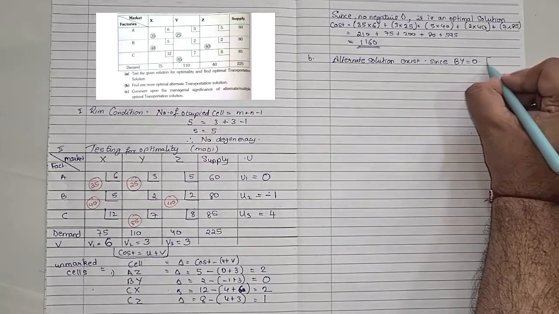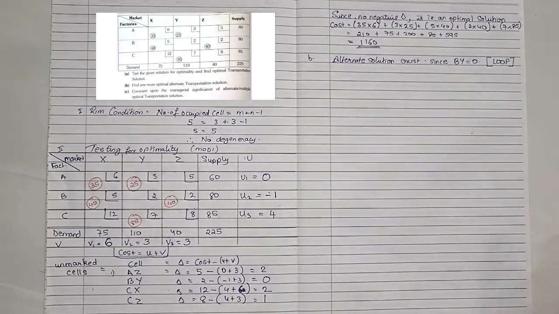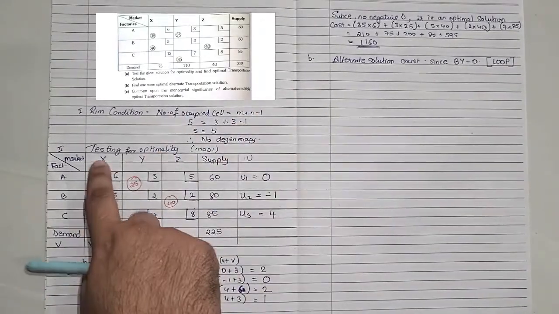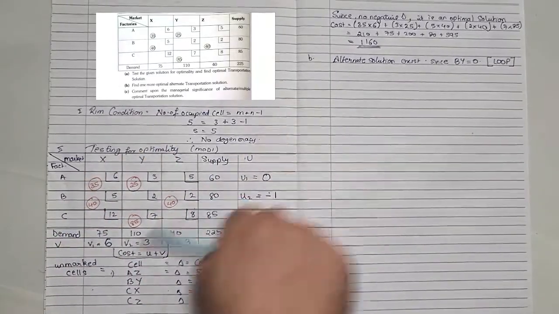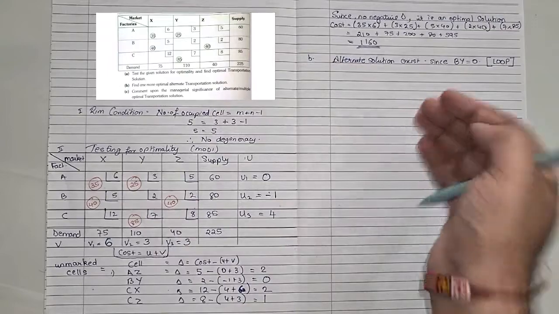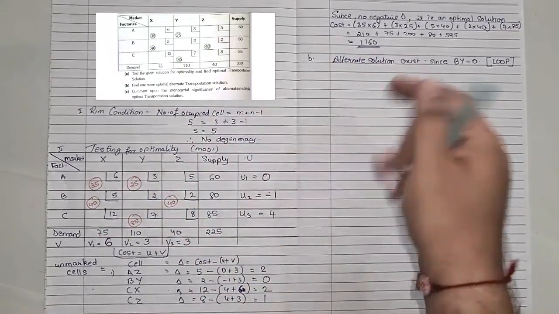Now we'll have to loop it. I'll have to do something called looping. So we'll make the same table having the markets, the factories, and the demand and supply. I won't require U and V right now; U and V will be required later on. So first we'll create the same table. I'll pause the video, make the table, and then we'll continue with the video.